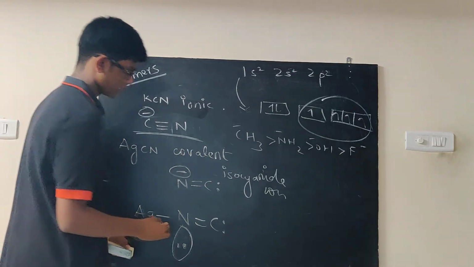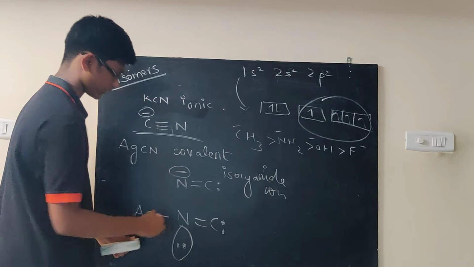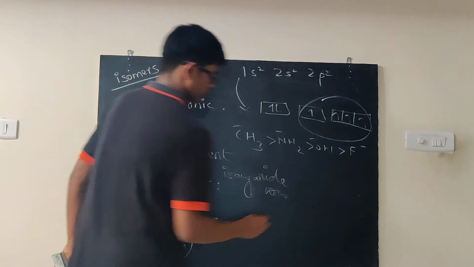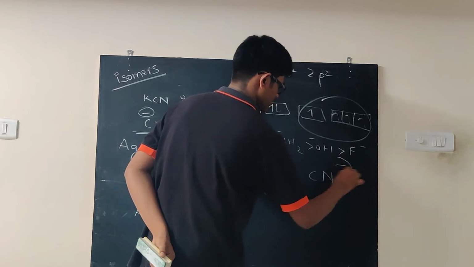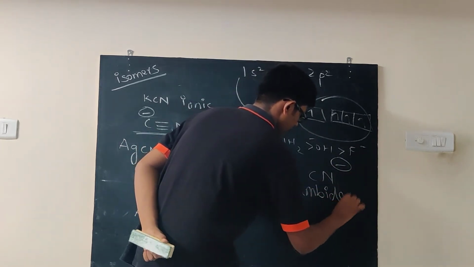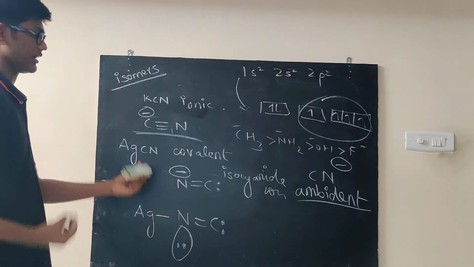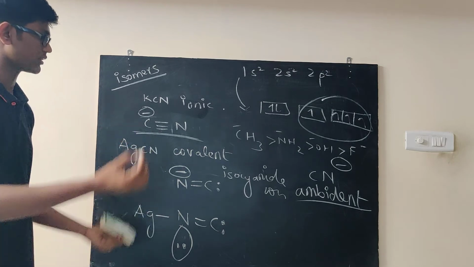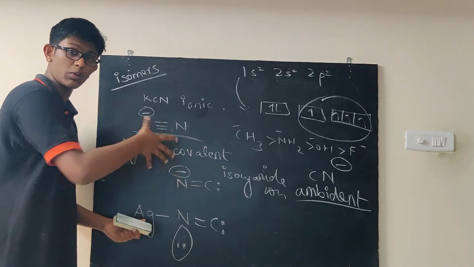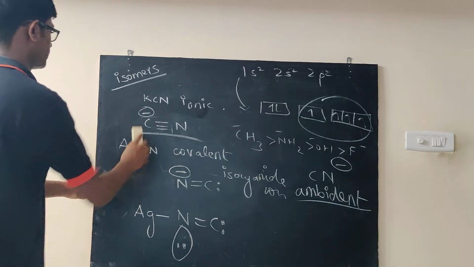So this lone pair is not going to participate much in bonding. Nitrogen's lone pair is what participates in bonding. This is a case where we call CN minus an ambident nucleophile. Ambidextrous means you can use both your hands, right? Ambident means you have more than one bonding site. So both the carbon and the nitrogen can act as bonding sites depending on what type of compound they are in. So that's the argument.